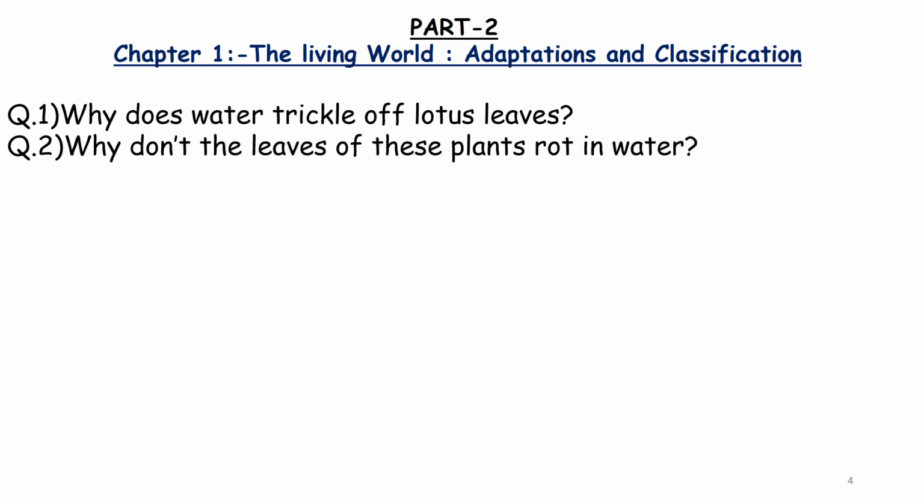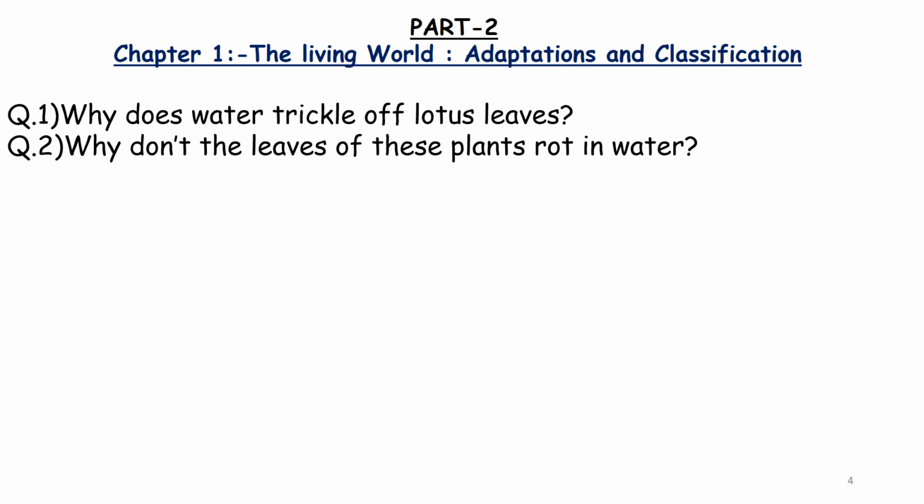Next question is, why don't the leaves of these plants rot in water? When will the process of rotting start, can you think? If the water which is present on the leaves and stem can percolate in it, then only the process of rotting will start.